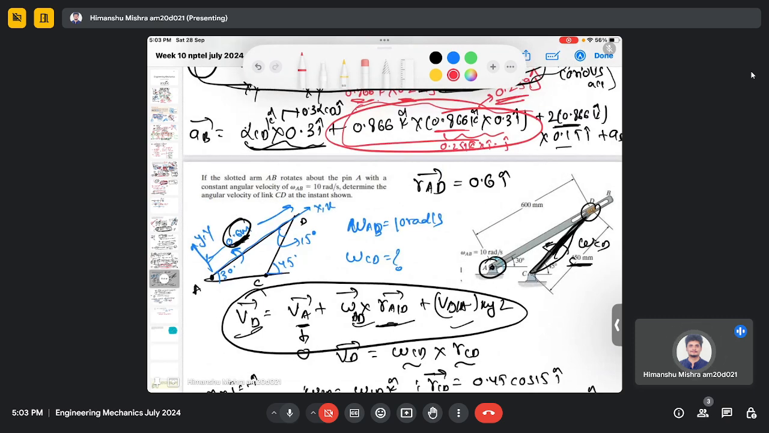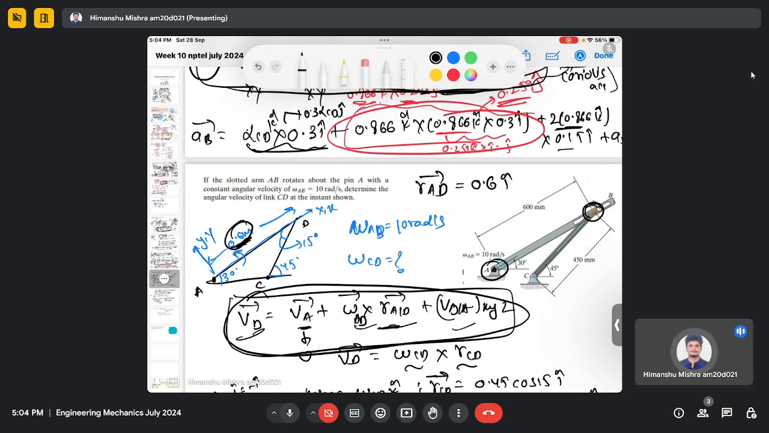In all of these problems, we have already been given the angular velocity of one bar and we need to find the angular velocity of another bar. So when we write this velocity expression, we are choosing 2 points. In this question we chose point D and point A, and we wrote down the velocity expression between these 2 points. The velocity of point D can be given in terms of the velocity of point A and some relative velocity between these 2 points.